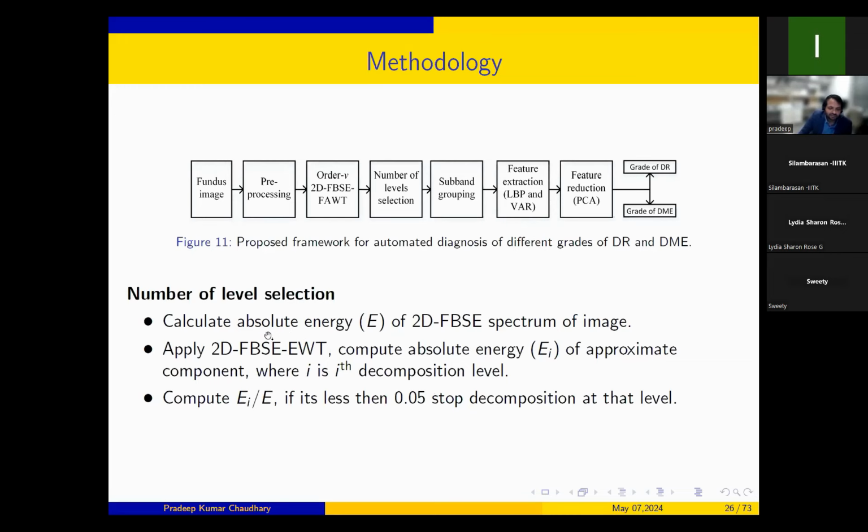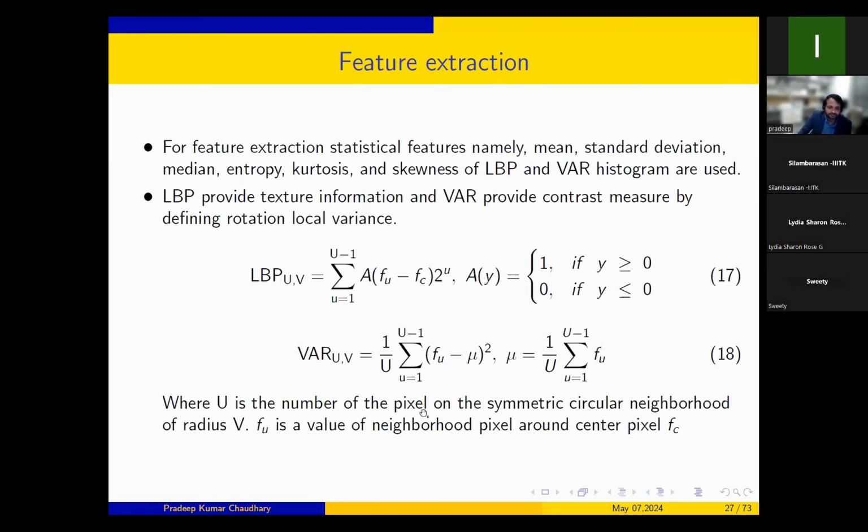To select the level of decomposition, we have used an energy-based approach. We take the energy of the lower subband and then take the ratio with the total energy. Whenever the lower subband has energy less than 0.05, it means there is not much information in the lower frequency band, so there is no use of going for further decomposition. Whenever we find that the information is less than 0.05, we stop the decomposition.